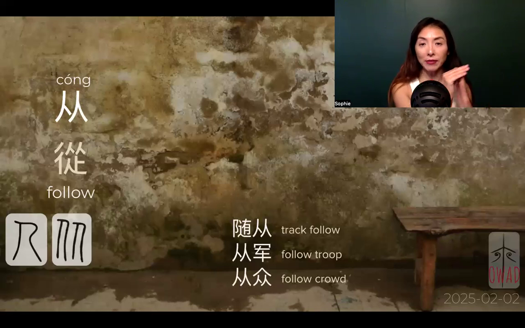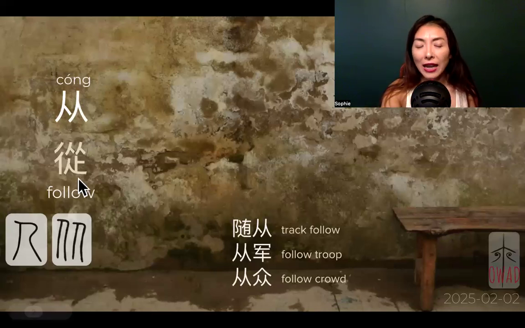When we have 2 of them next to each other, that means 2 humans are lined up and one is following the other. They are facing forward, going toward the same destination. So that's why it's follow. And traditional Chinese makes sure there is motion involved. There is a walking sign in there.